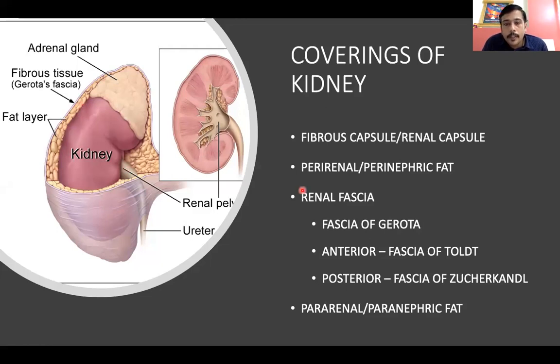Then outside to this perinephric fat, we have the renal fascia. Renal fascia is also known as the fascia of Gerota or Gerota's fascia. This particular fascia is derived from the condensation of the extraperitoneal tissue. It will have two layers, anterior layer and posterior layer. The anterior layer is named as the fascia of Toldt, and the posterior layer is known as the fascia of Zuckerkandl. And outside to this renal fascia, we have pararenal or the paranephric fat.